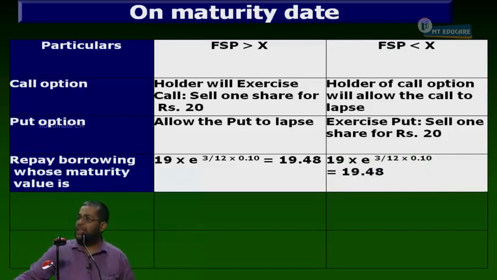Now, same way in the other case also, because how much I have to repay doesn't depend on the FSP. Yes or no? It is going to be 19 into e power 3 by 12 into 0.10 gives you 19.48. I have to repay borrowing of 19.48. Now, is that all or any other maturity? Yes. I deposited dividend, that should be what?